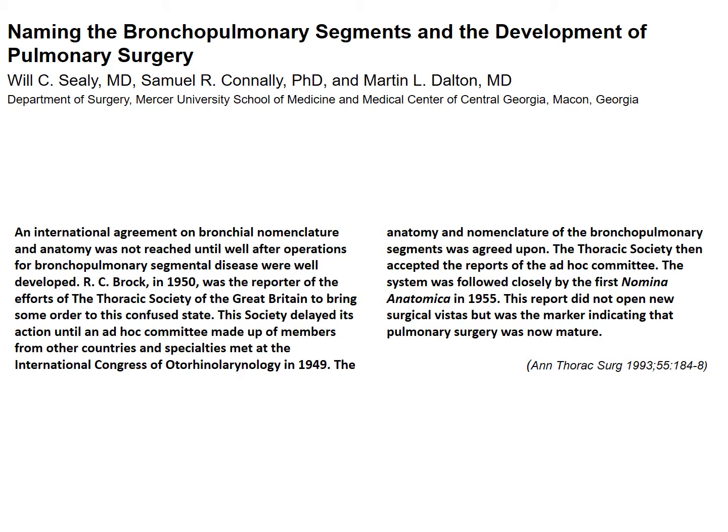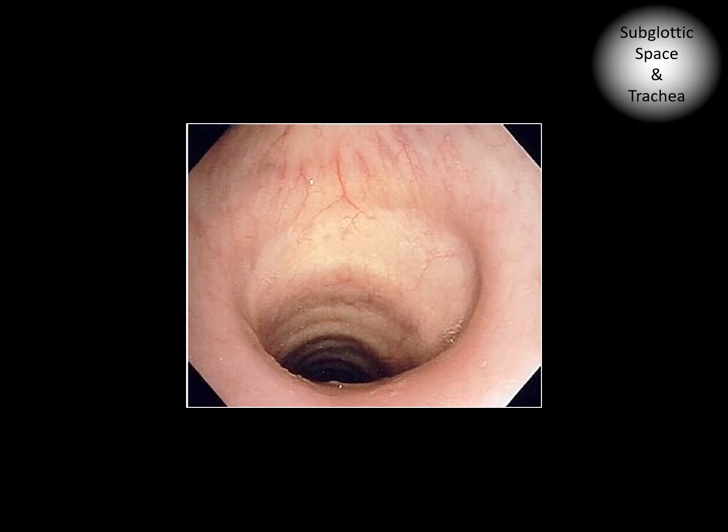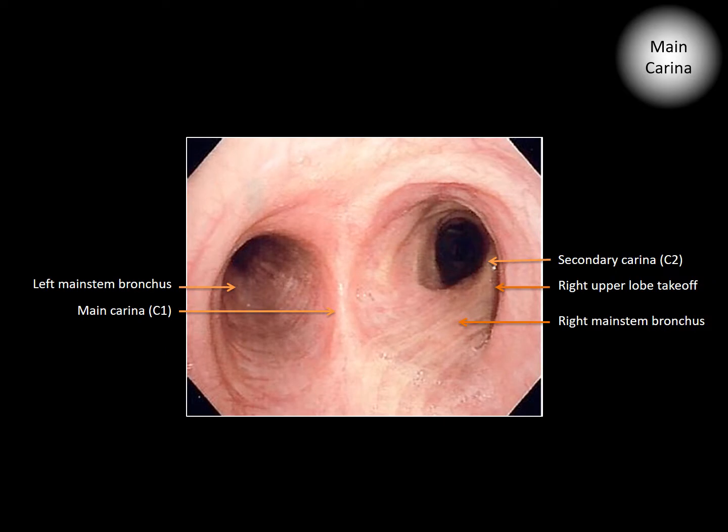So, let's review this. This view is just below the vocal cords, showing the subglottic space, then the trachea. The trachea is generally a midline structure, displaced slightly to the right at the level of the aortic arch. We can appreciate the cricoid cartilage, which is a complete ring. The trachea starts distal to the cricoid cartilage. In adults, it has between 18 to 22 C-shaped rings. Distal to the trachea is the main carina, or C1.